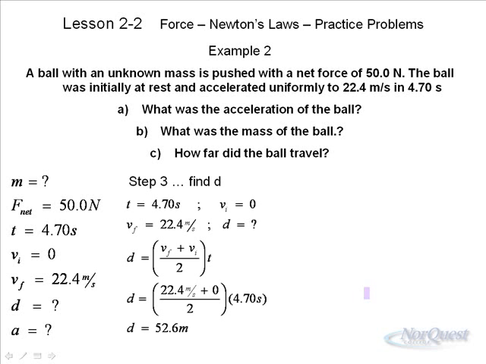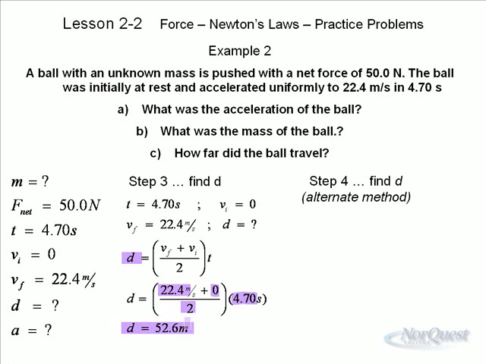So we didn't actually have to find the acceleration because we have a formula here, d is equal to VF plus VI over 2 times t, that doesn't require acceleration. So we could have done this right off the bat. Final plus initial divided by 2, that's the average velocity, times the time gives us a displacement of 52.6 meters. So very simple, but what if we did it in another way?